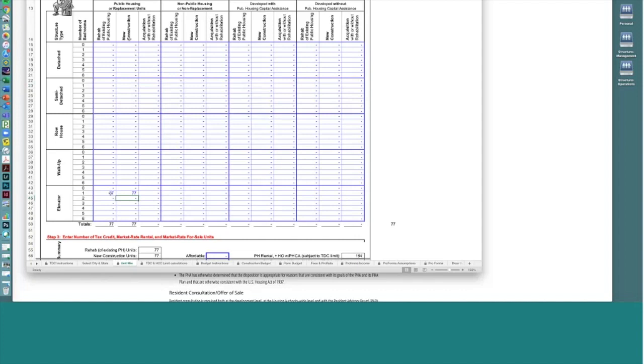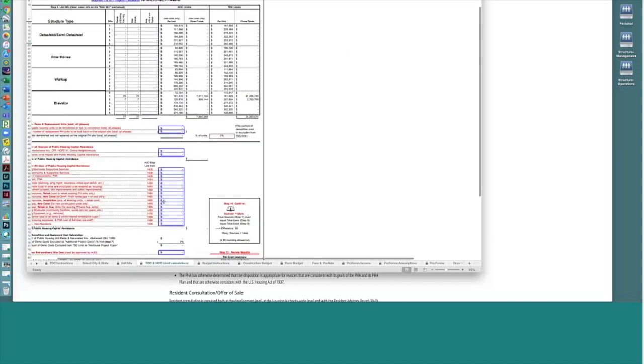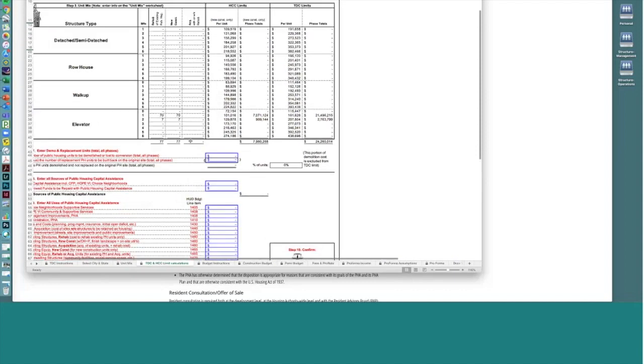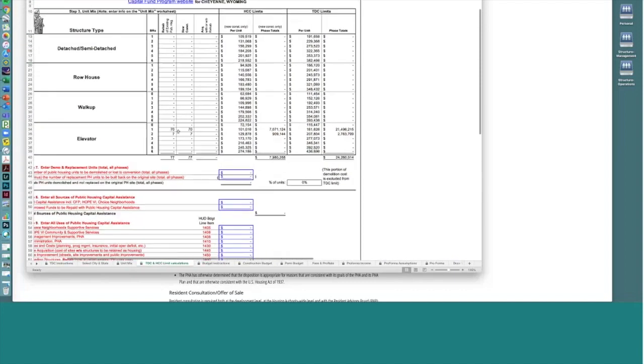Actually, I'm not going to do that. I'm going to do 70 under 1 bedrooms and 7 under 2 bedrooms. And I'll show you why. And I put it under rehab and new construction. This next tab called TDC and HCC Limits then calculates for me what the aggregate HCC and TDC limit is.